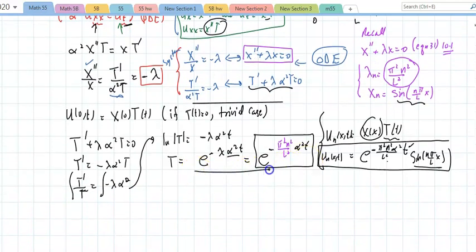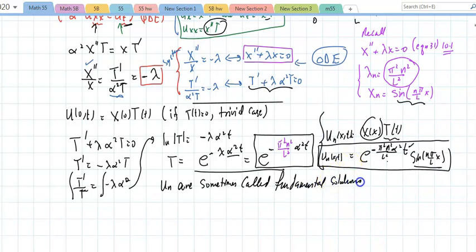And the u sub n that we just found are sometimes called fundamental solutions of the heat conduction problem. A massive deal.